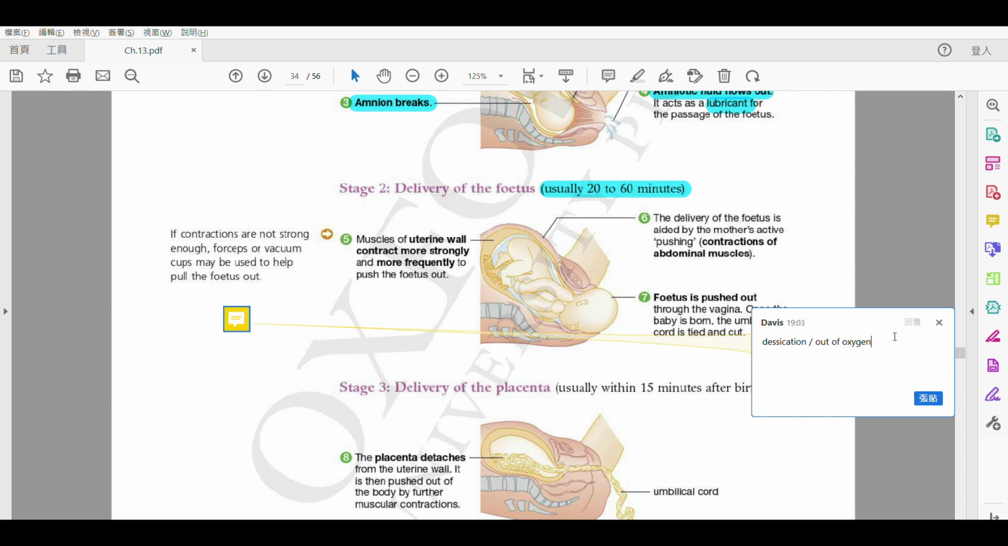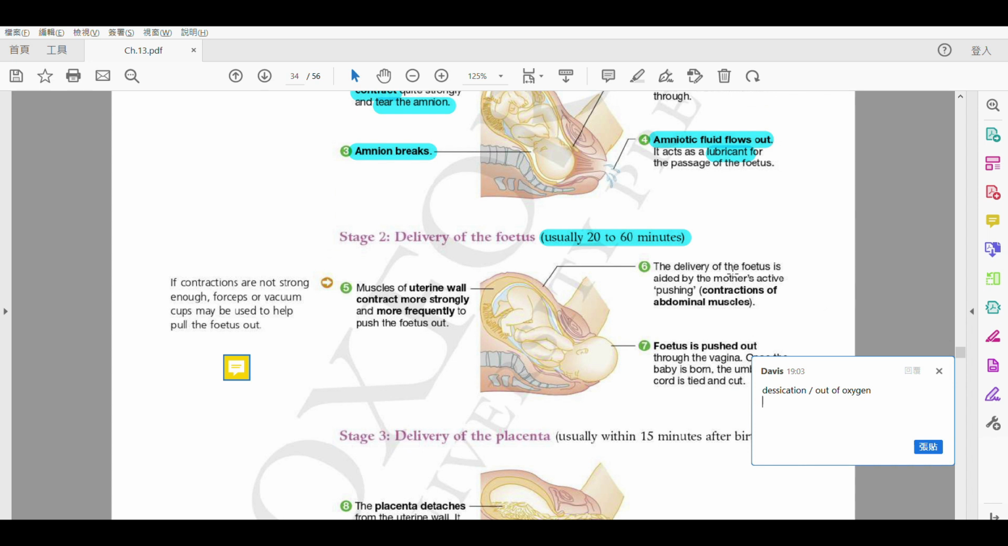Also, one last thing, desiccation. Why is it? Because there is no water, right? Because there is no more amniotic fluid. Also, once the amniotic fluid flows out, the lubricant will also be lost.